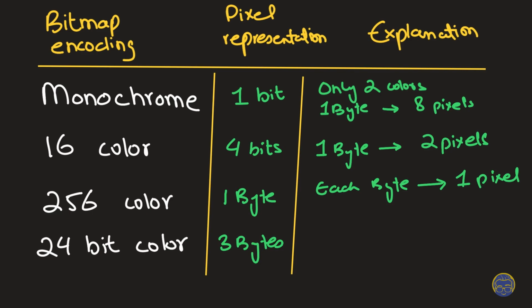So this is 3 bytes, which means that this is 2 to the power 24. That will be a huge number, so it can represent 2 to the power of 24 different colors in a single pixel, and each pixel will have 3 bytes. If we calculate what 2 to the power 24 is, it's 16,777,216. So that many colors can be represented using 24-bit color.